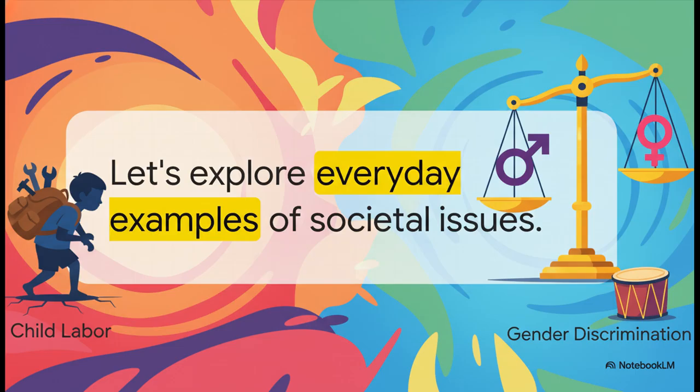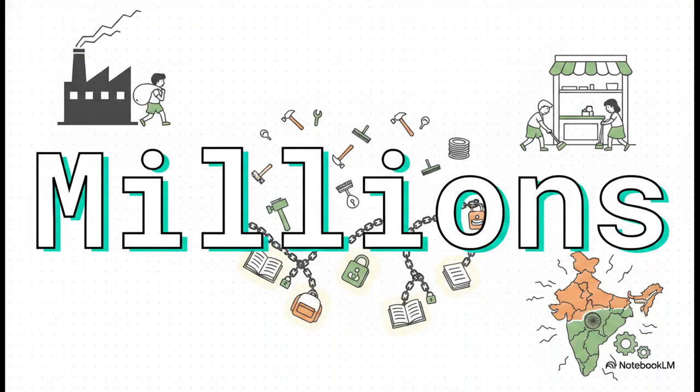Our first 2 examples are child labor and gender discrimination. Both of these are deep-rooted issues that perfectly fit all 4 of those characteristics we just talked about. Millions. Just think about that massive scale for a second. In India alone, millions of children are forced to work in factories, shops, and homes instead of going to school. When children are pushed into labor, their childhood is literally stolen from them. And that doesn't just hurt the child, it weakens the foundation of the entire nation's future.